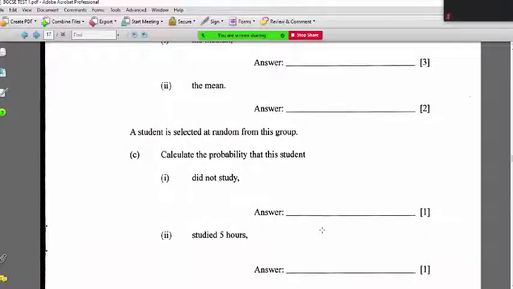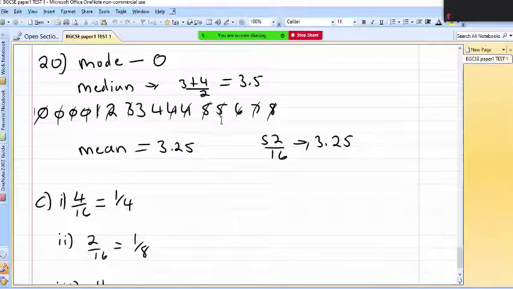Studied 5 hours. So if we look at someone that studied 5 hours, we're going to have 2 students studied 5 hours. So it's going to be 2 over 16, which is 1 over 8. Okay, so it's pretty straightforward.